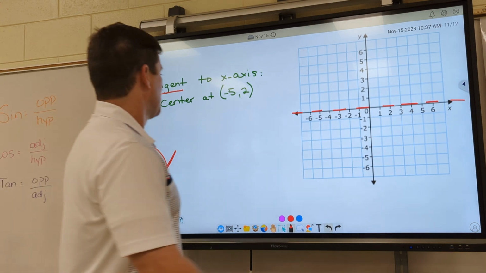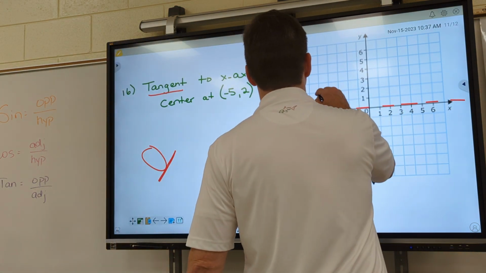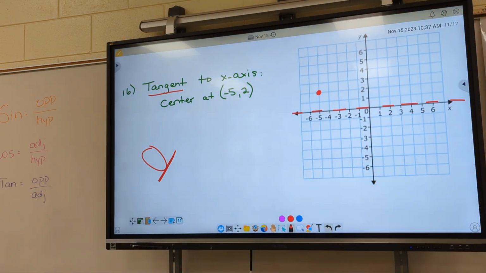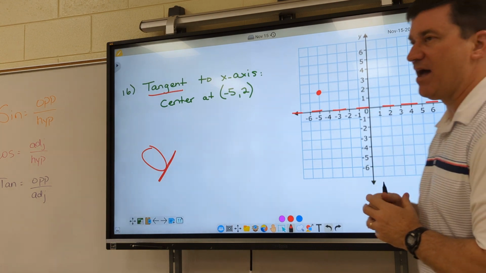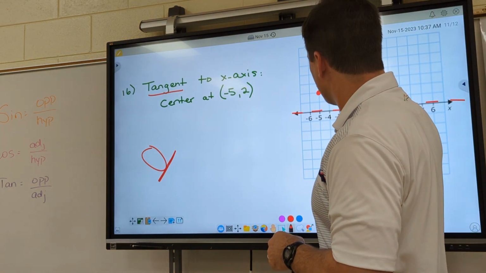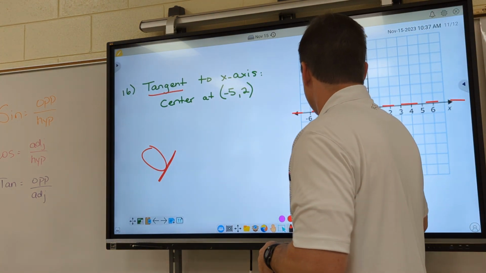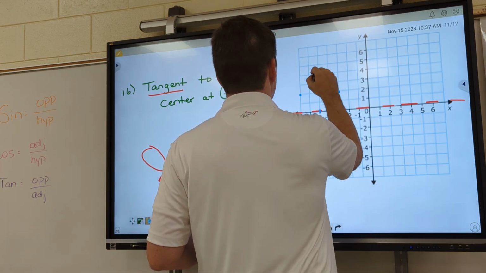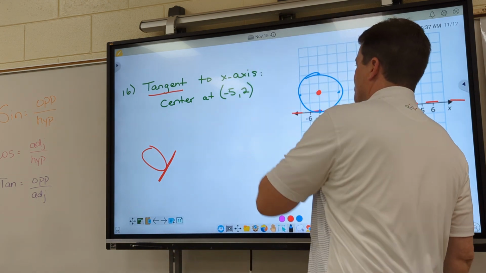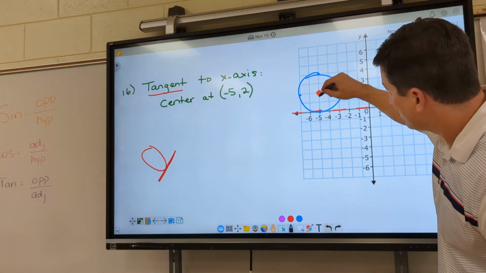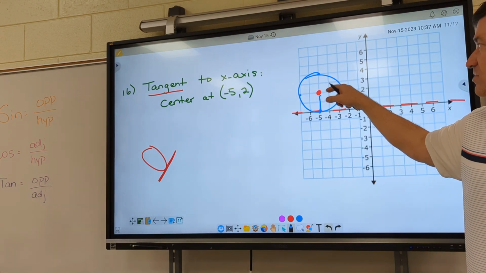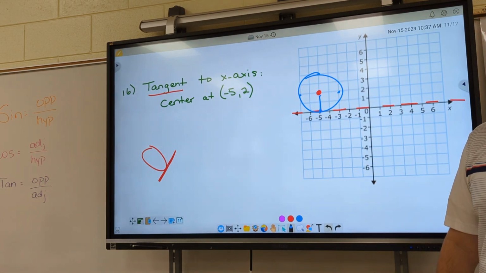It says our center is at -5, up 2. Everybody put a point right there for your center. Now, can we draw our circle just looking at that? Yeah, because we know that's the center and it touches this. So I know it's going to go 2 in every direction because it's got to touch that dotted line, which is 2 spaces away. So I went up 2, left 2, right 2, and down 2. Does that make sense?